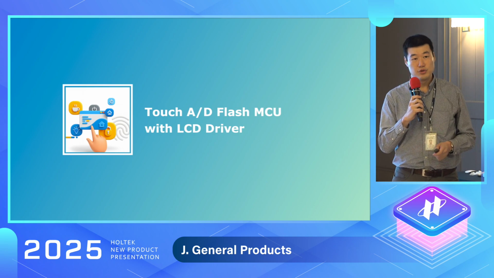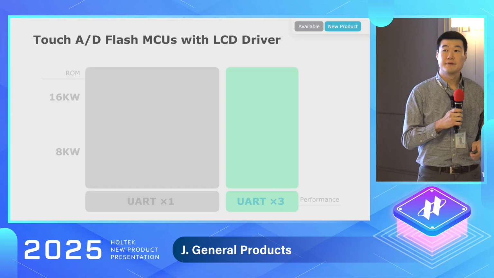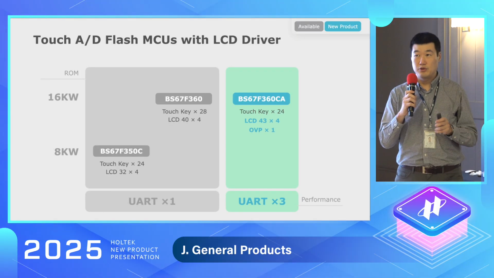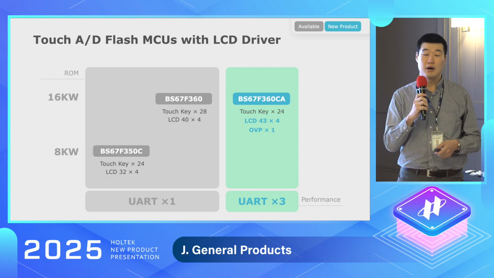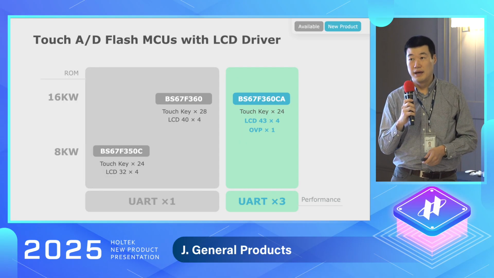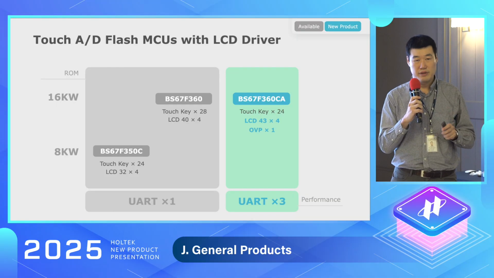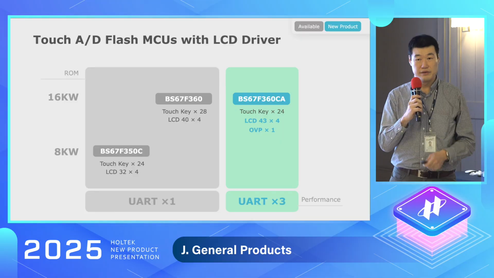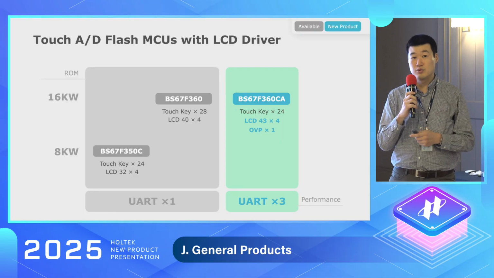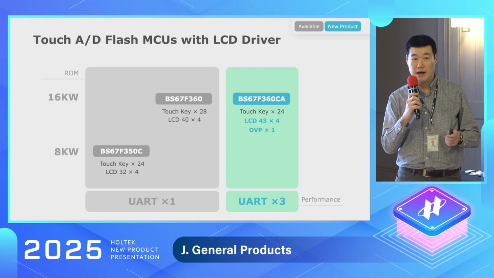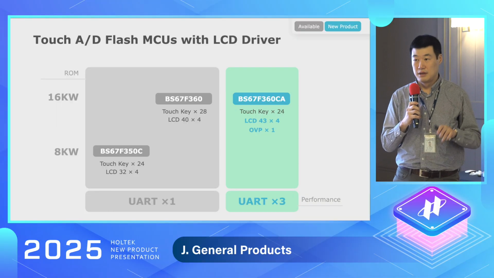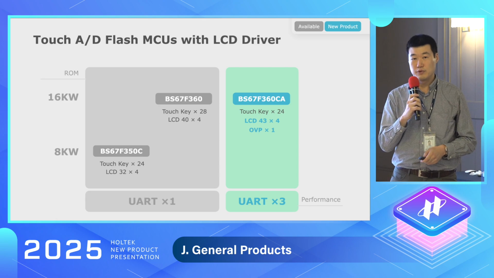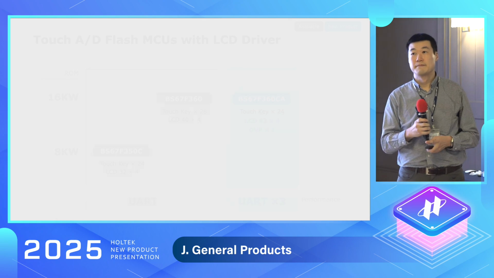Let's take a look at the new product. This year we added one new product. We increased the LCD Sigma, and we added over voltage protection, and the most important thing is we added UART to 3 channels, so it makes very good connectivity. It's good for controllers, smart home hubs and smart home center controllers. This kind of application needs good connectivity.